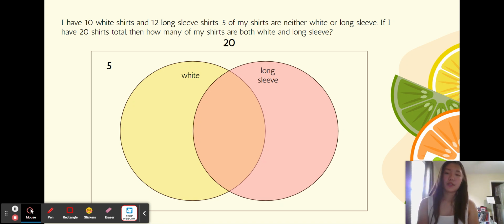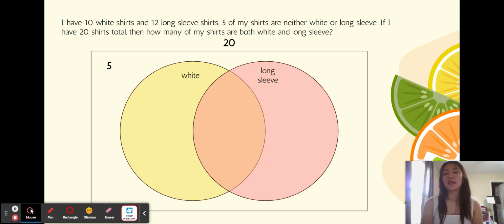So as for the 10 and the 12, I actually can't fill them in right now because if you think about it, since 10 plus 12 plus 5 is over 20, there must be a number of shirts that are both white and long sleeve. So until I know how many of those there are, I can't fill in how many shirts are just white or how many shirts are just long sleeve. So what am I going to do?